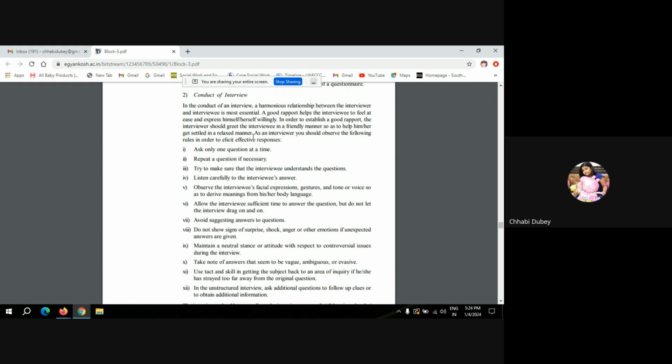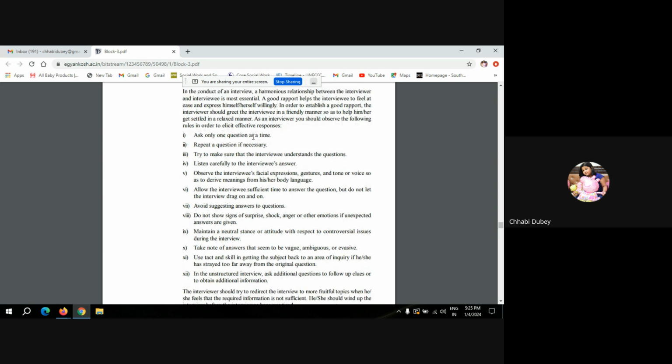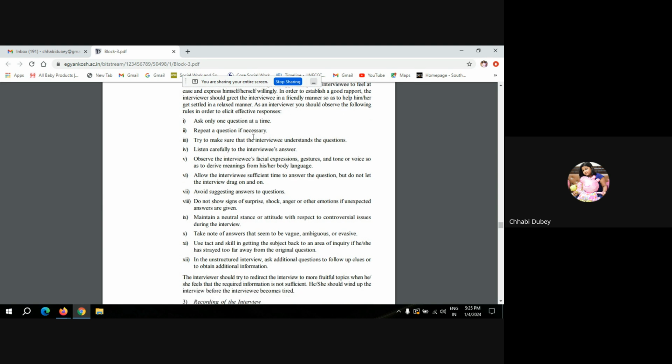And whenever we come across questions where the answers seem to be quite vague or ambiguous or evasive, then we need to take note of those particular questions. And tact and skill need to be employed in order to get more and more data from the person. So see how we can get more and more information from the person by asking questions in a different manner.